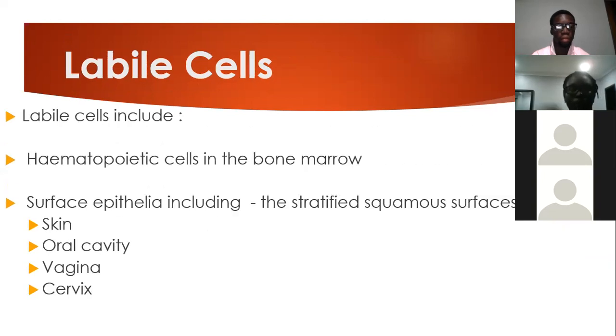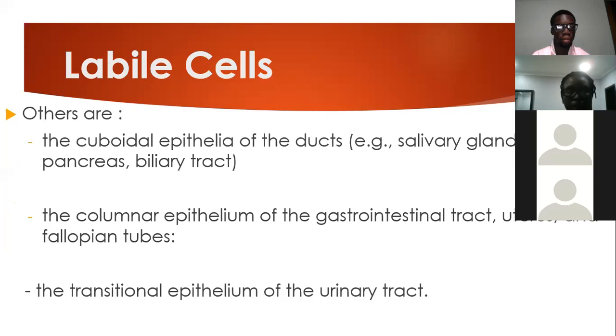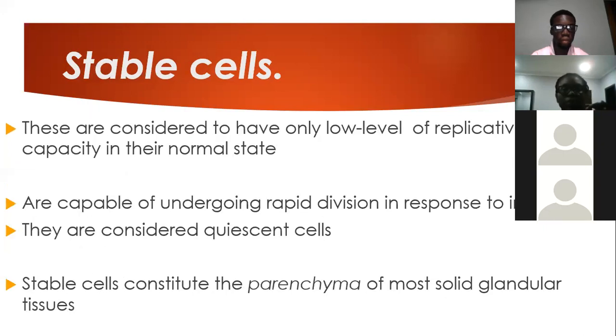They are constantly undergoing cell division, as are cells of the oral cavity, the mouth, cells of the skin, cells of the vagina, and cells of the cervix. Other examples are cells in the urinary tract and the GI tract, salivary glands, and so on. Okay, so we move to stable cells.